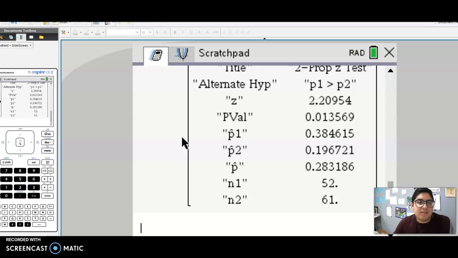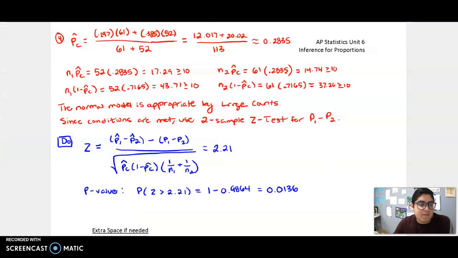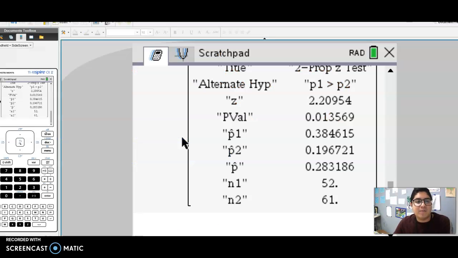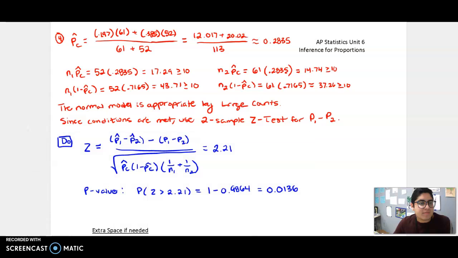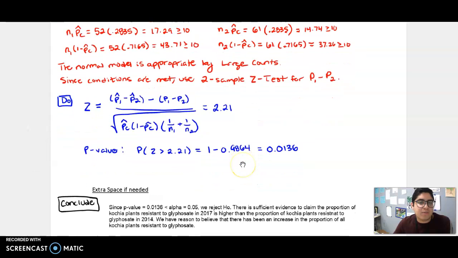And the p-value here is about 0.013569, and we said about 0.0136. So again, we're just approximating. If I were to do it by hand, this is what it would look like, but here the handy dandy calculator verifies that we're not too far off. All right, now we need to conclude the problem.